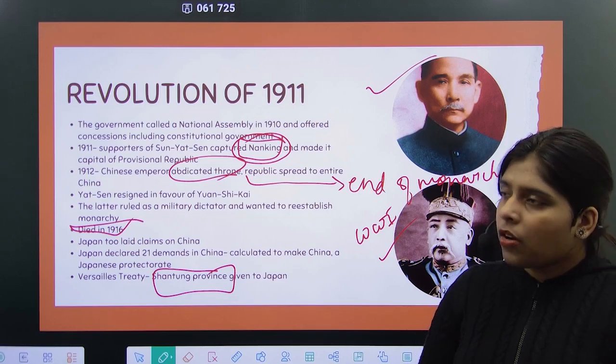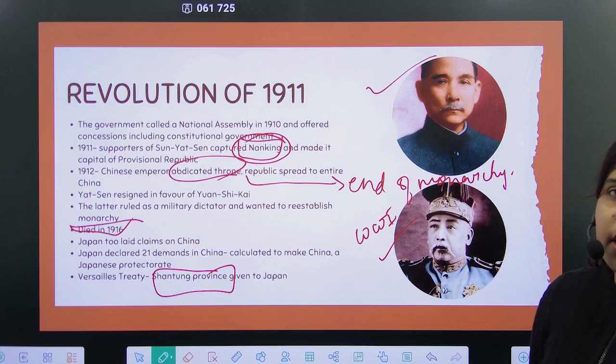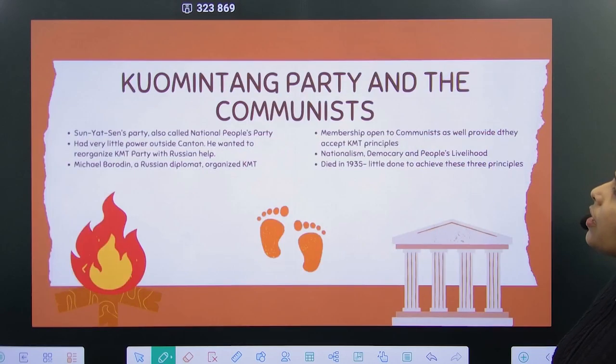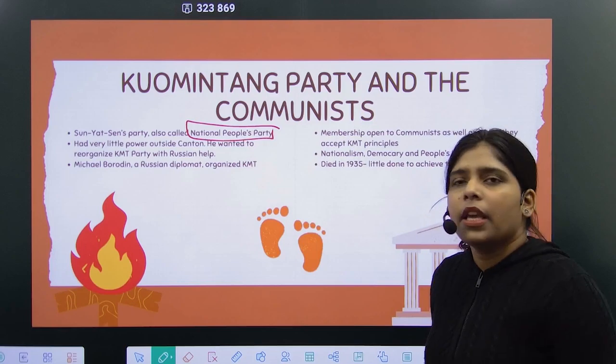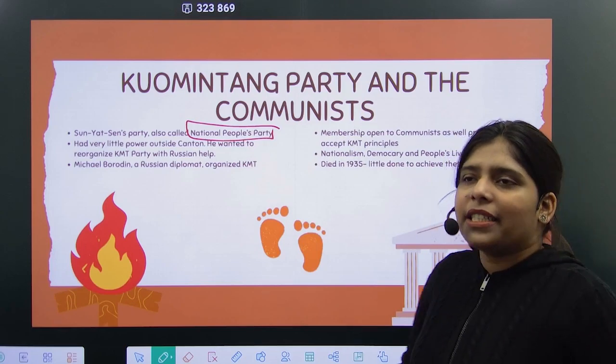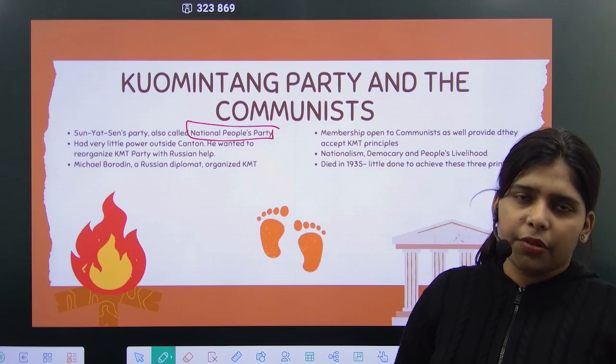Among all this, the World War I situation did not really help the nationalist struggle, the struggles of the Republicans in China. After that got over, the fate of China was in the hands of the KMT party, the Kuomintang party. It was formed by Sun Yat-sen. It was also called the National People's Party. The only problem with this party was that its immediate power was restricted to Canton only.